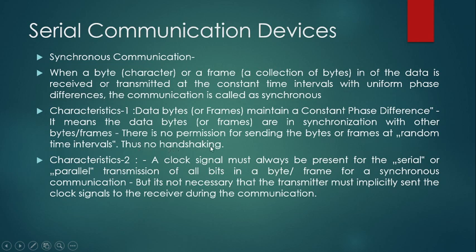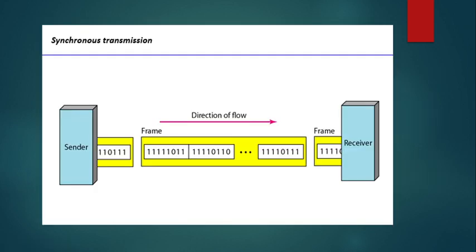Thus, no handshaking. When you look at the figure of this type of synchronous transmission, you can see there are many data frames. Here, 8 bits, that is 1 byte, is classified as a data frame, and you can see the direction of flow. There is no requirement of any handshaking between the sender and receiver, no predefined agreements.